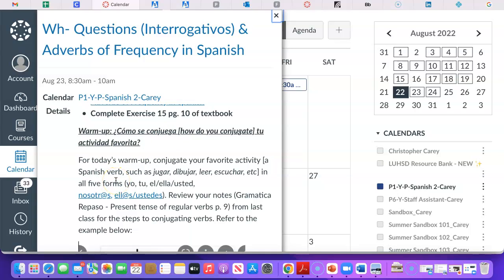And when we say forms, we're talking about the different subject pronouns in Spanish. Yo, tú, él, ella, usted, nosotros, nosotras. That at symbol again means either masculine or feminine. Ellos, ellas, and ustedes. Those are the five forms in Spanish and in English as well. You can take a look at the page that we put in Canvas that we reviewed last class. There was a PowerPoint as well that we looked through. And also page 9 of your textbook walks you through how to conjugate verbs in the present tense. So take a look at that, pick your favorite verb, and conjugate it.